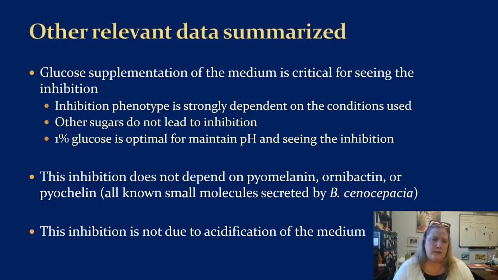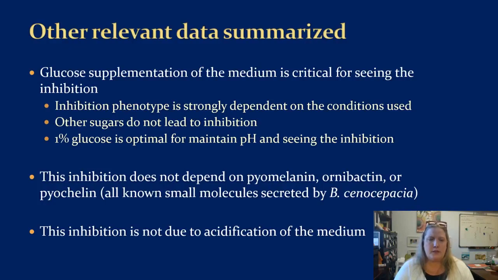We also know that this inhibition doesn't depend on some of the other small soluble factors that are produced by Burkholderia cenocepacia strains, like pyomelanin, which is a melanin-like pigment that is thought to protect against reactive oxygen species, and ornibactin and pyochelin, which are both siderophores, known to be important for harvesting iron. We have mutants of these that do not show a difference in the inhibition.